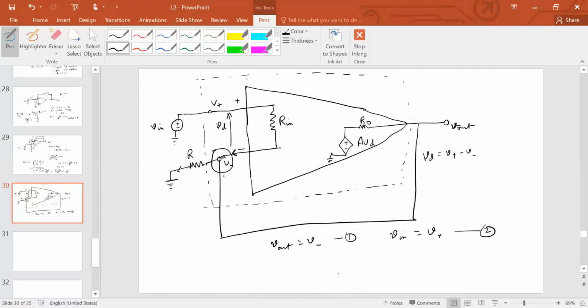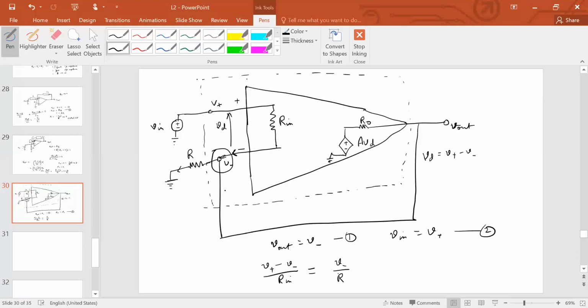So the incoming current to this node is basically flowing from V plus to V minus, (V plus minus V minus) over R in. That's the current flowing, and the current flowing out of here is (V minus minus 0) by R. All right, what is the other current?